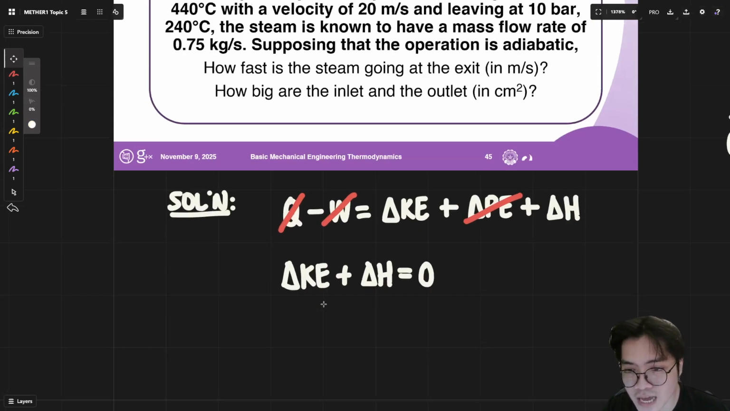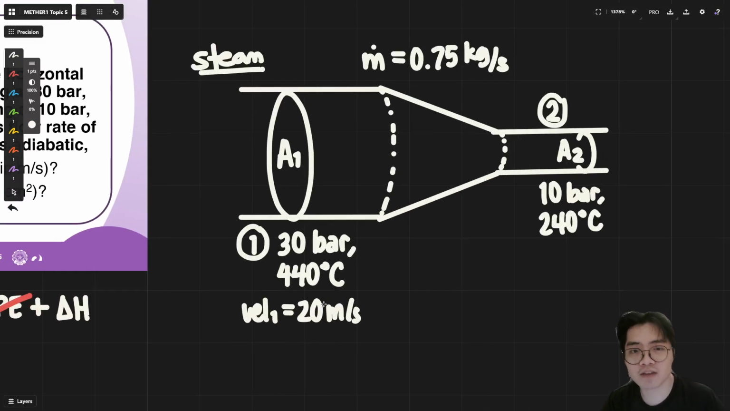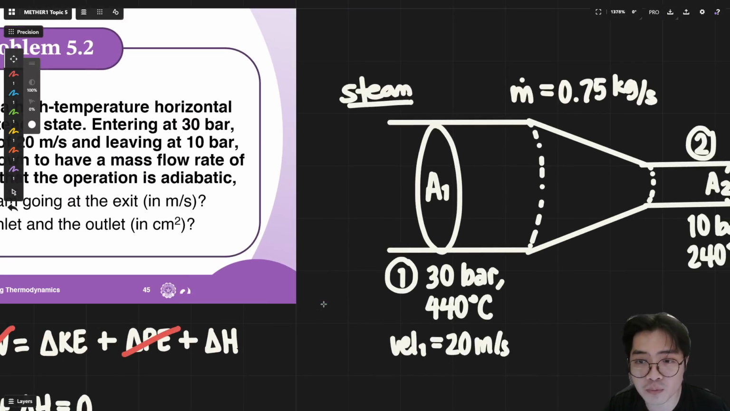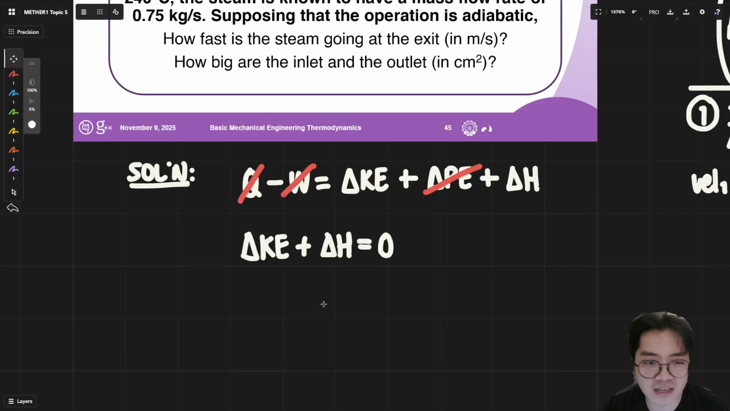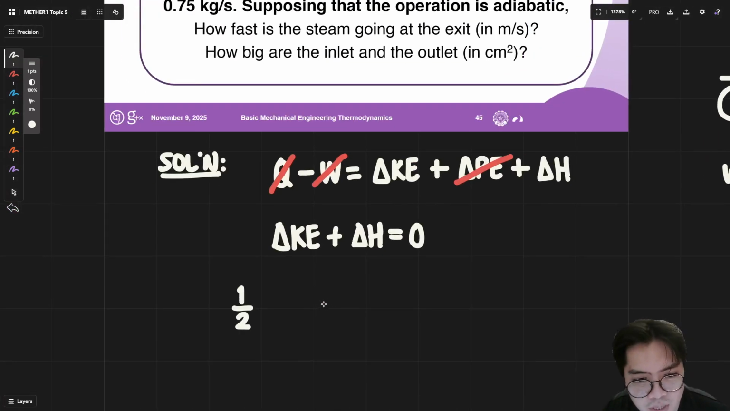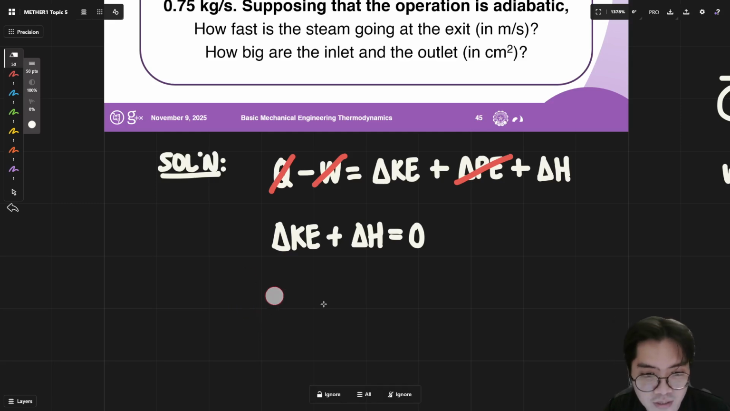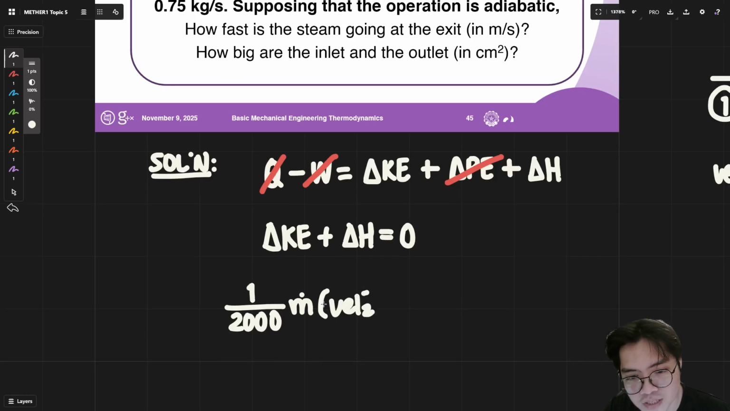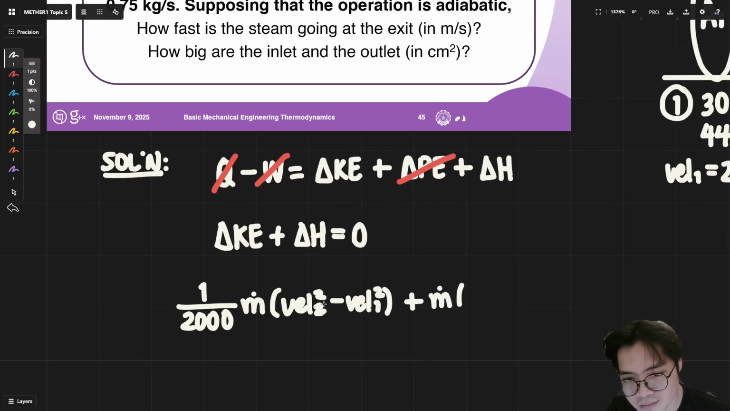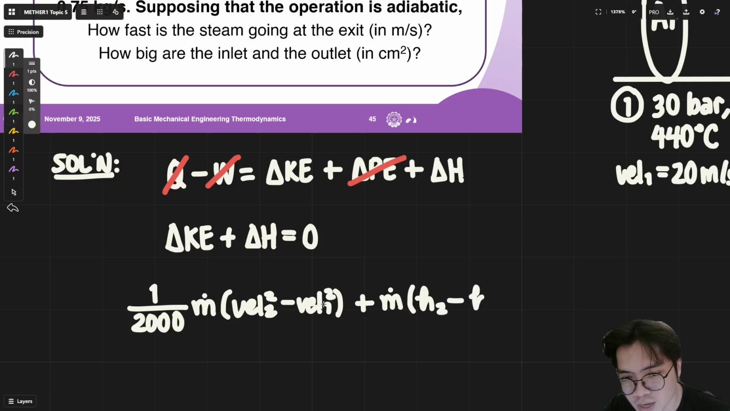And notice I will now expand them even before listing down what is required. This is the given, of course. What I will do is one half m dot, or rather, because we already know that we need everything to be the same unit, instead of one half I will now say 1/2000, times m dot, and then you will know that this is vel2 squared minus vel1 squared, plus your m dot times h2 minus h1 is equal to 0.